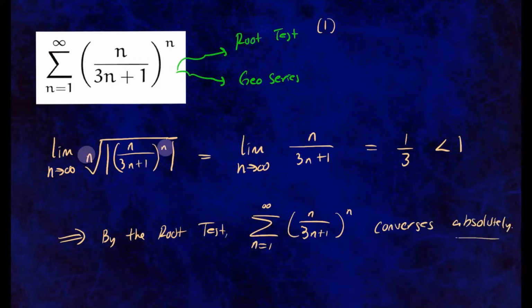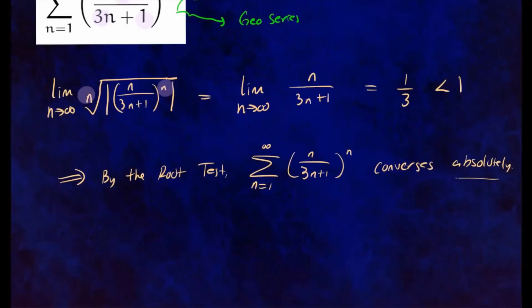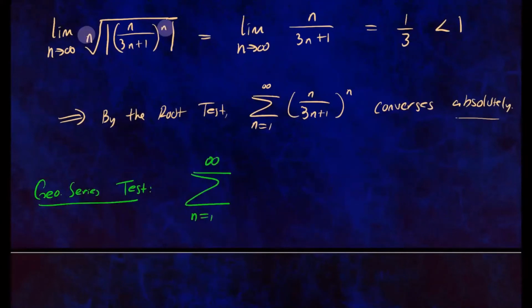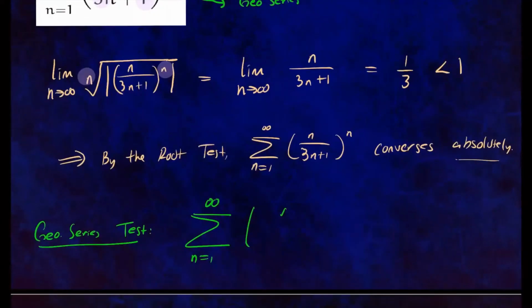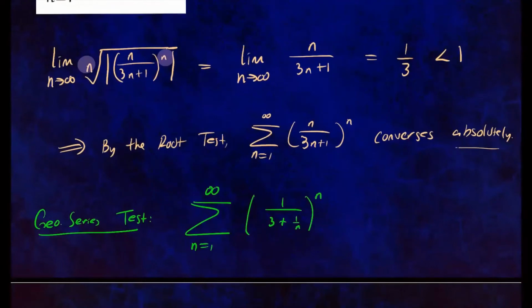Now let me show you the geometric series way to approach this problem. So we're going to rewrite it. Divide all of these terms by n. So here's the geometric series test. We want to see if this is a geometric series. If I divide every term by n, so n starts from 1 to infinity of, n divided by n will be 1 on the numerator. 3n divided by n will be 3, plus 1 divided by n, so that will be 1 over n, to the n power. Well, now we can do some comparison.